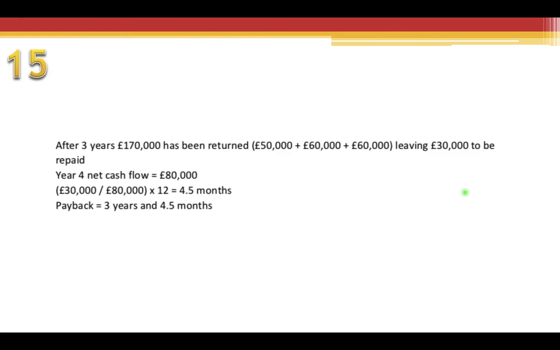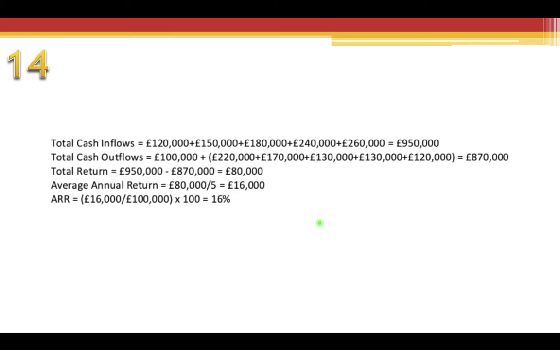Then we asked for the payback period. It was 3 years and 4.5 months. 5 months would be fine, 3 years and 5 months. I don't think 4 months would, because you wouldn't have, strictly speaking, got your money back after 4 months. But either 4.5 or 5 months. The ARR was 16%. You can pause the video, have a look at the working here, but it's 16%. Again, I'm not going to go through this now. This video is going to be super long.